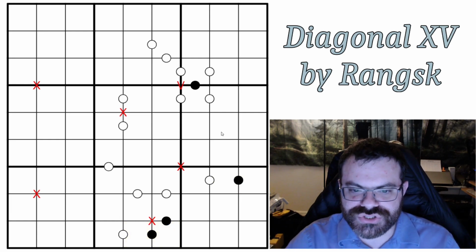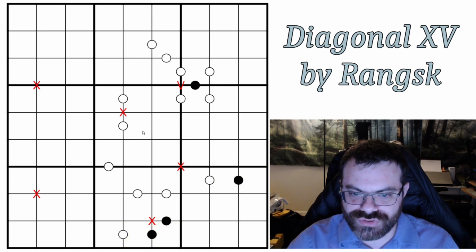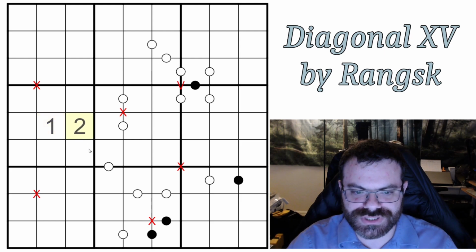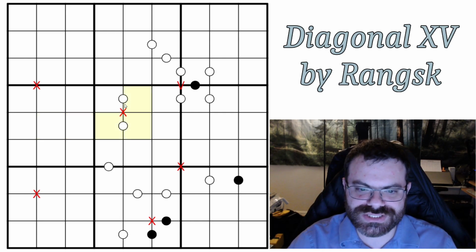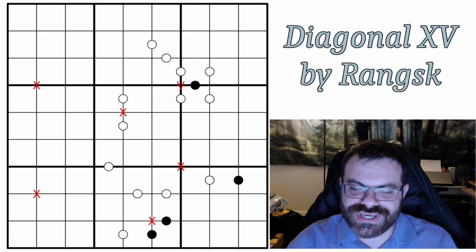So there's no negative constraint for the Kropki rules. So it's absolutely possible for us to do 1, 2 here. That's allowed. We can do 2, 4. We can do 2, 3, all of that's allowed. There's no negative constraint on the Kropki, just on the XV. So don't get that confused. And so those are the rules.